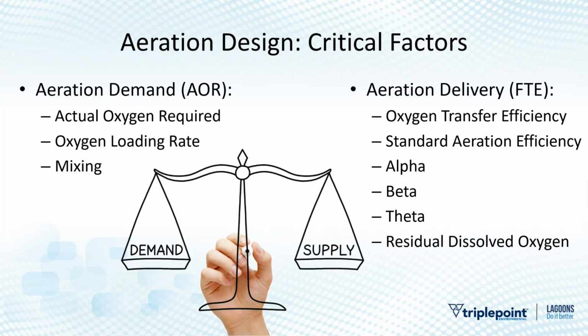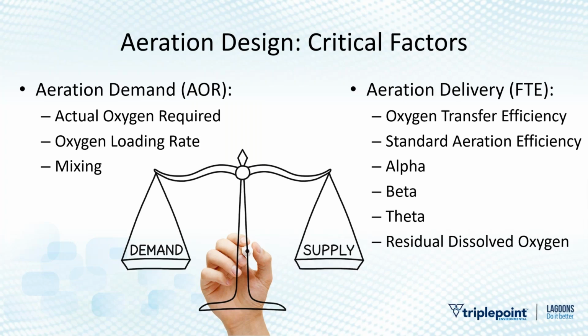On the left side of the screen, we have aeration demand. This is often known as actual air or oxygen required, or AOR, and we'll call this demand. This is what your lagoon wants. This is the actual oxygen your lagoon requires for bacterial digestion. And we'll talk about where that comes from. We'll talk about the oxygen loading rate, how much air we put in per that demand, and mixing as well. And then on the other side of the scale you have here, aeration delivery or supply. So if our lagoon wants A, we want to give it A, we don't want to give it B. So the aeration delivery is through a term called FTE, or field transfer efficiency.